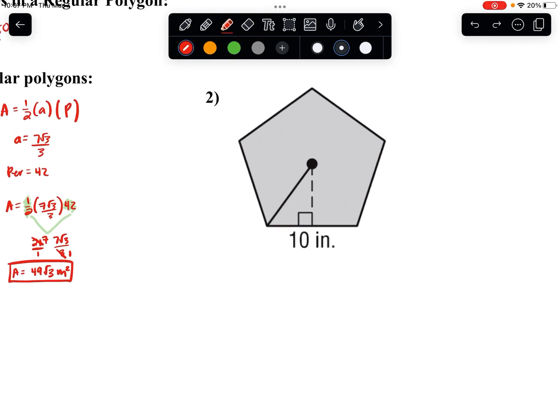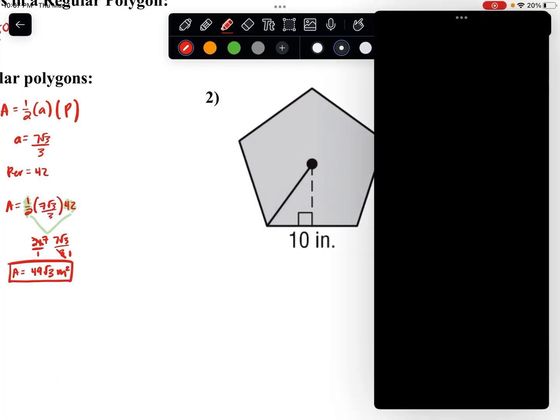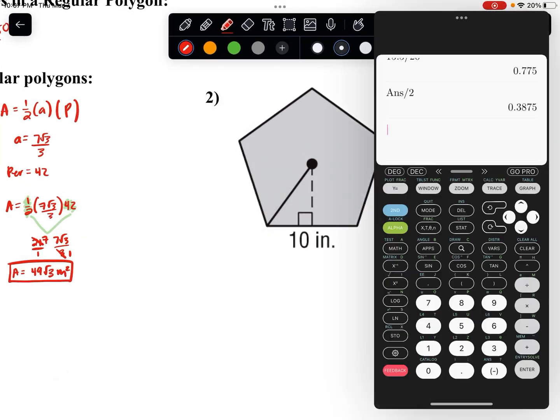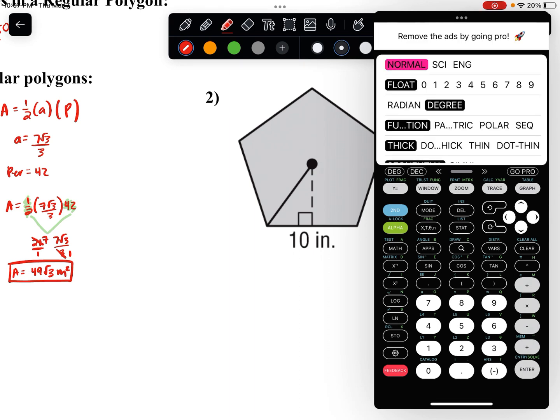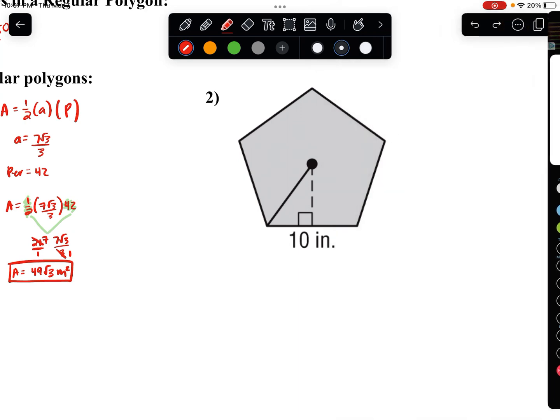Now this one is slightly different, and I'm going to pull up my calculator for this because we are going to need it. Make sure you are in the right mode, because if you're in the wrong mode, you will need to fix that. Make sure you're in degrees.